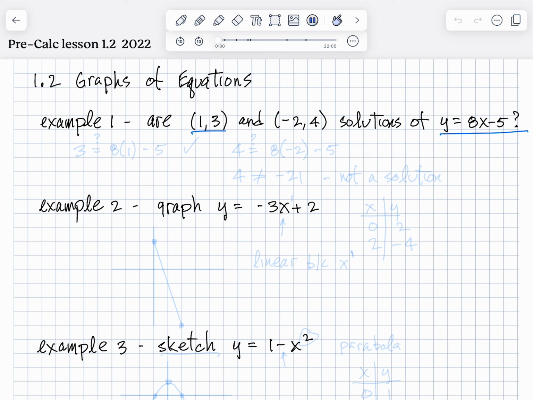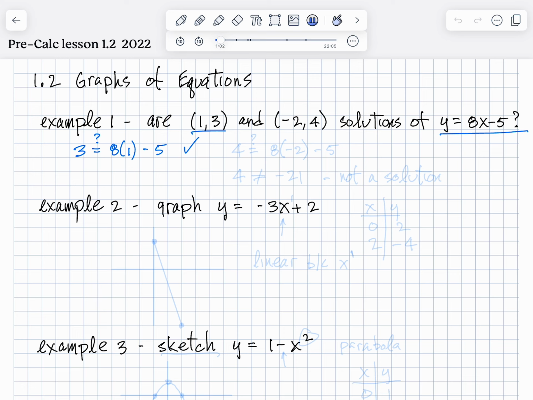So we write the y value, 3 equals, we'll put a little question mark because we're trying to figure out if it's true. 3 is equal to 8 times 1 minus 5. Well, that happens to be 3 is equal to 3, so that is true, and we just put a check mark. So let's try the next one, (-2, 4).